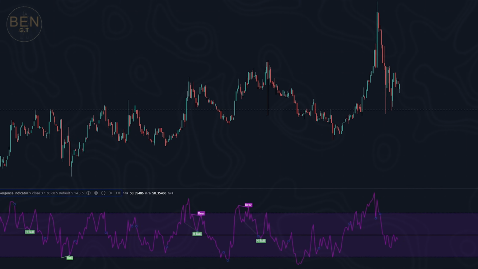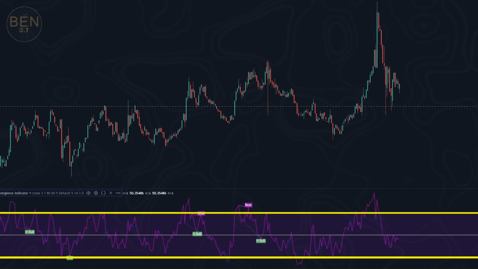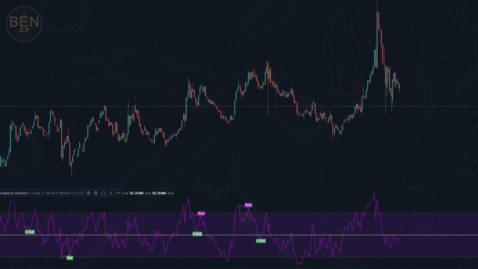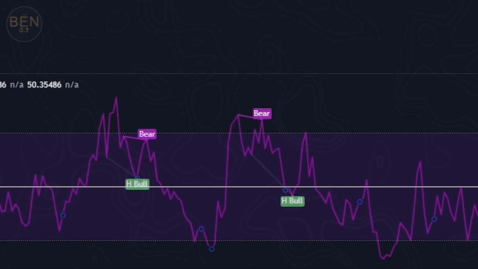Now, usually the RSI indicator is used for seeing if the market is overbought or oversold. But in this strategy, we're going to be using it to find momentum in the market. So rule number two is that we will only enter a trade if the RSI line is above the middle white line. If all the other rules are met and the RSI is below the line, we will not enter the trade. The cool thing about this customized RSI indicator is that it also shows divergence.